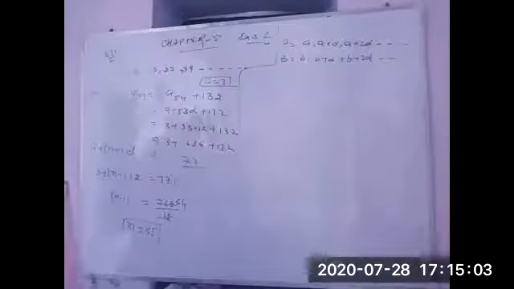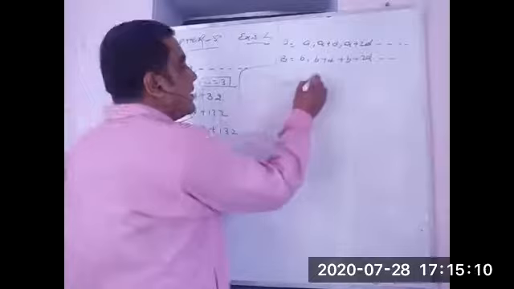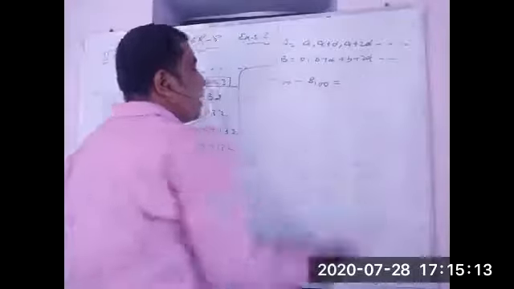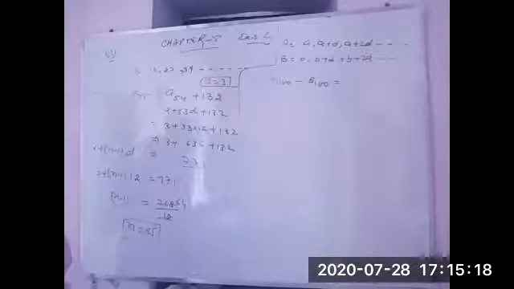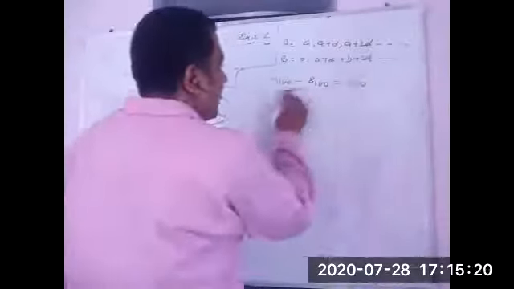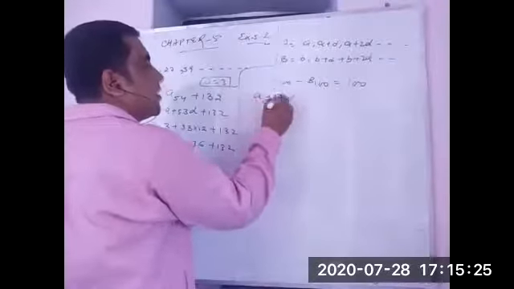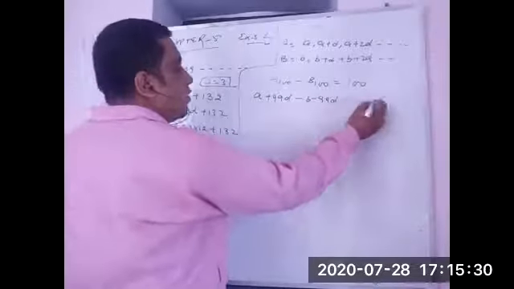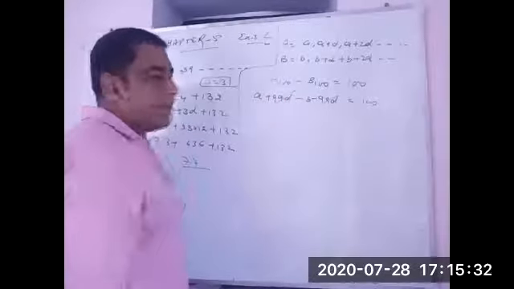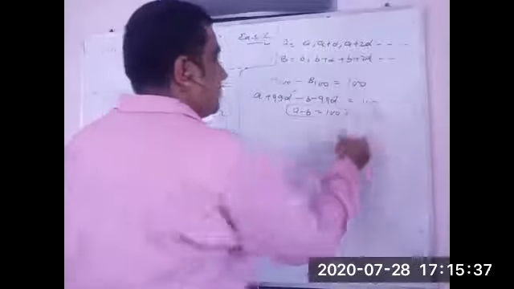Okay, now it is given that the difference between their 100th terms, means A100 minus B100, will be equal to 100. So now putting the value, A100 will be equal to A plus 99D, minus B minus 99D. This minus will change the sign. Equal to 100, 99D and 99D cancelled. A minus B equal to 100. Put it as equation number 1.